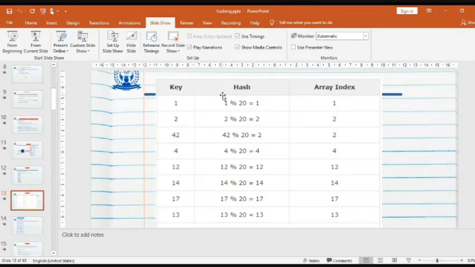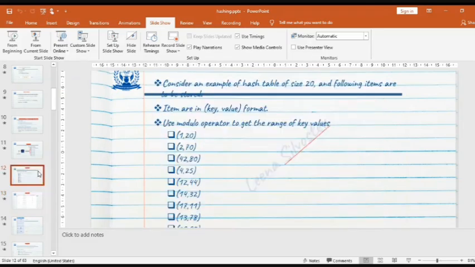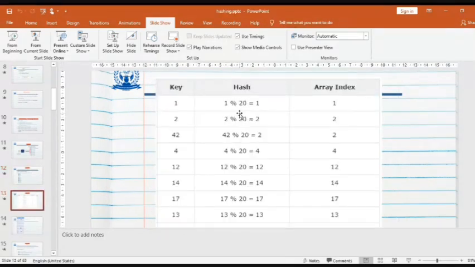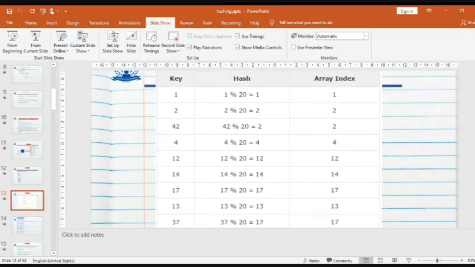Show 3 columns: key, hash and array index. Complete it first. You have to divide 1 by 20, because here we are taking the key value as 1 and the hash function is taken as 20. We have to divide the key value by the hash function and take the remainder. First you have to write all the keys, then find the hash values. Actually this hash value is the same as the array index. Did you complete it? Keys are 1, 2, 42, 4, 12, 14, 17, 13, 37.